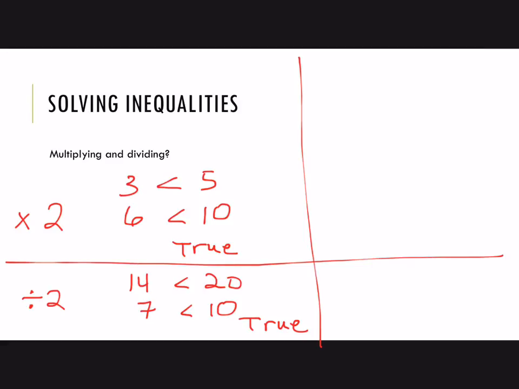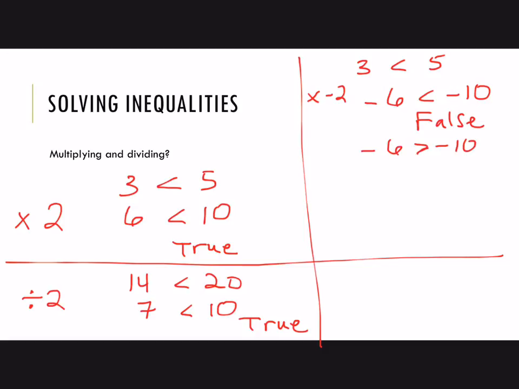Let's try a few more. Let's say I have 3 is less than 5, and I decide to multiply by negative 2. Now we would have negative 6 is less than negative 10. Well, picture a number line if you need to, but this is not a true statement. Negative 6 is actually greater than negative 10. Then if we try dividing, let's do 14 is less than 20, and I'll try dividing by negative 2. Now we would get negative 7 is less than negative 10, and that's false.